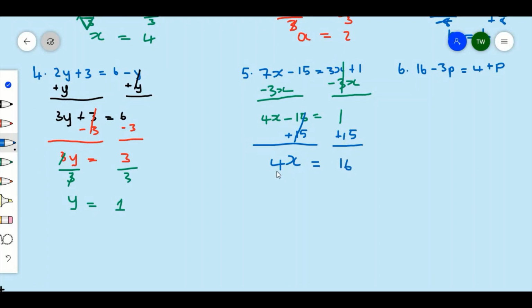In order to determine the value of x, we need to get rid of this 4. This 4 is multiplying the x, that means we are going to divide both sides by 4. We're going to divide this side by 4, and we're also going to divide this side by 4. So 4 will cancel out 4 here, and we're left with x is equal to 16 divided by 4, that's just 4. So x is equal to 4.